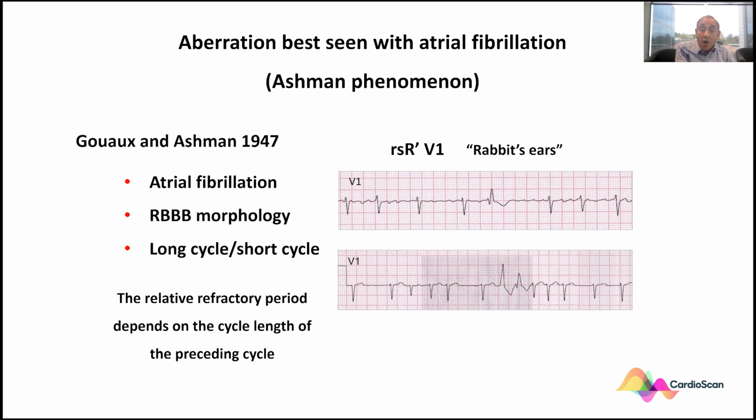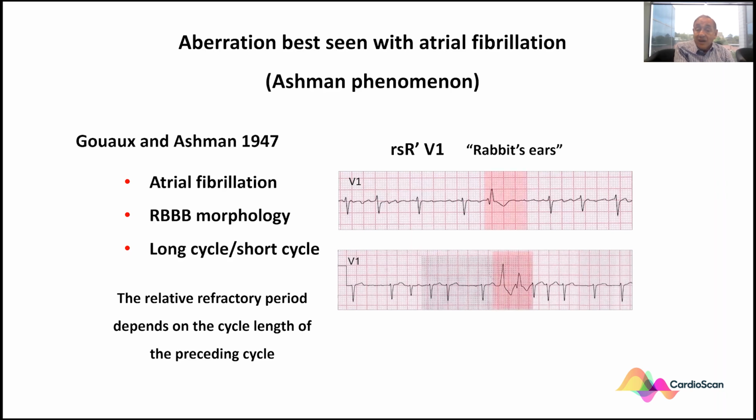There is a right bundle branch block morphology, and there is a long cycle, short cycle. The relative refractory period depends on the cycle length of the preceding cycle, and that's what long cycle, short cycle means. Let us have a look at the illustrations on the right.